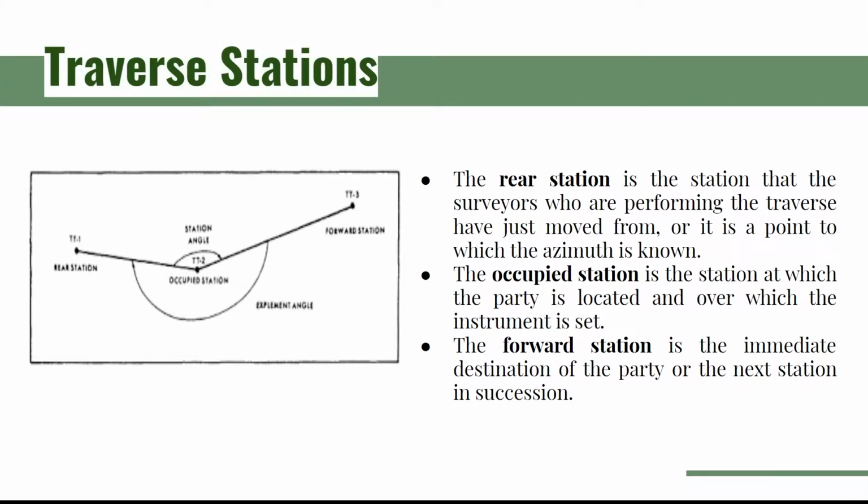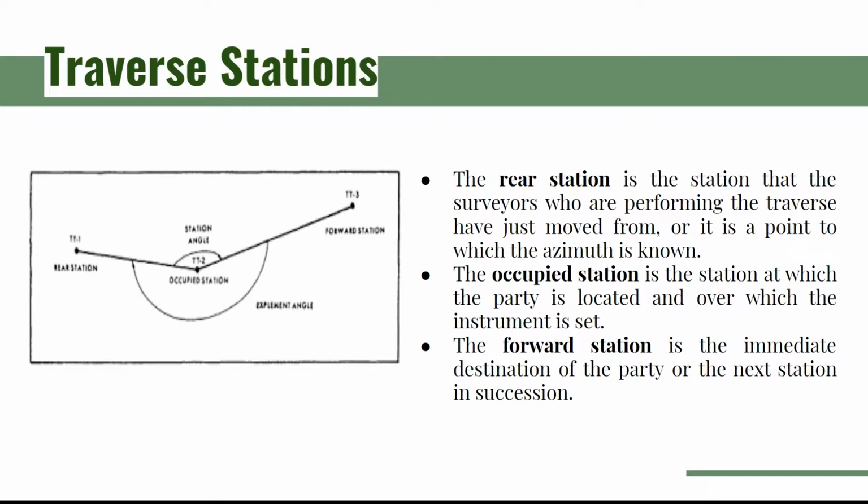In a traverse, 3 stations are considered to be of immediate significance. These stations are the rear, the occupied, and the forward. The rear station is the station that the surveyors who are performing the traverse have just moved from, or it is a point to which the azimuth is known. The occupied station is the station at which the party is located and over which the instrument is set. The forward station is the immediate destination of the party or the next station in succession.